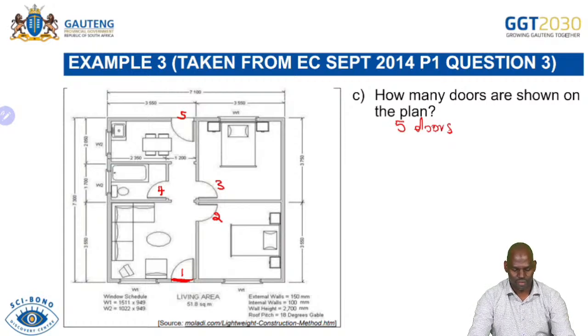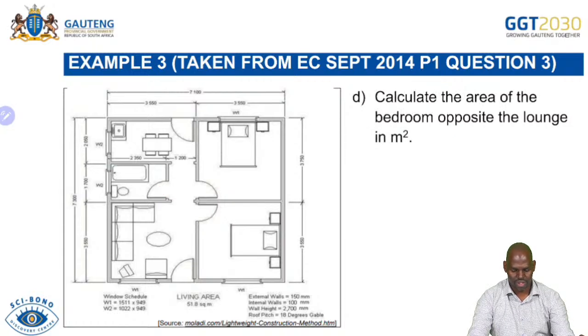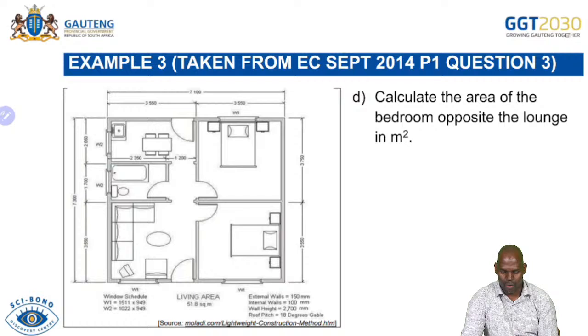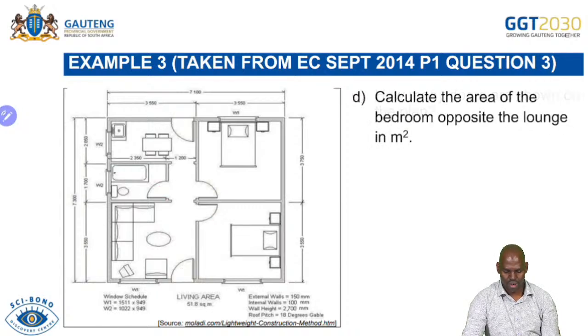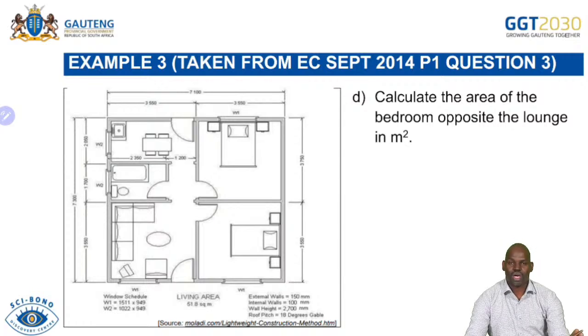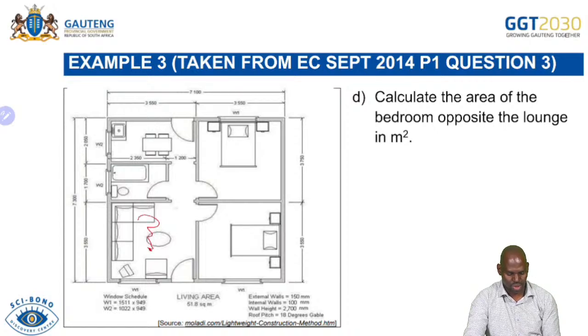Right, the next question or the next example, still based on the very same floor plan. They say calculate the area of the bedroom opposite the lounge in square meters. Now, first thing, in order to calculate the area, we have to look at the shape of the bedroom, the one that is opposite the lounge. Now here it's our lounge. So obviously the one that is opposite is this one.